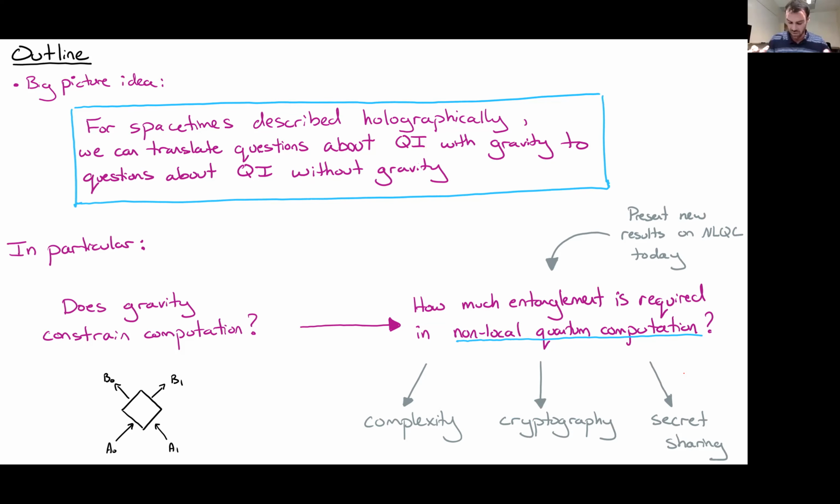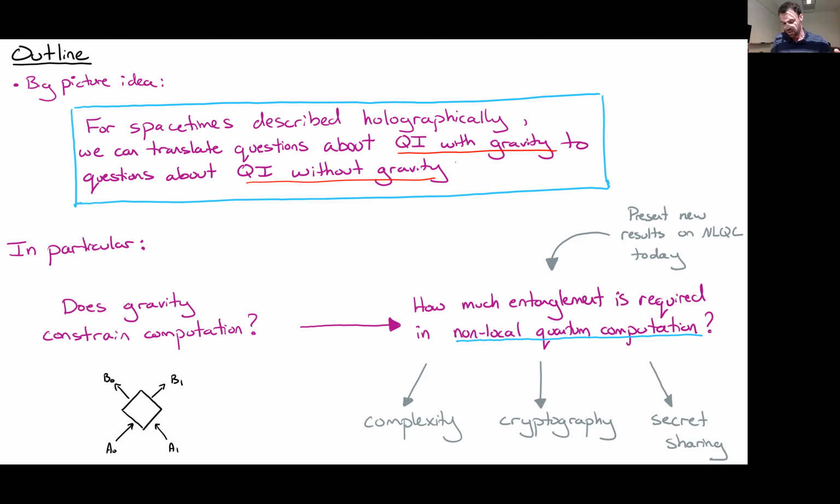Okay. So one of the big picture ideas that I'll try to emphasize today, and that I hope you'll take away from this talk, is that at least when we think about quantum information processing in the context of holographic spacetimes, we'll be able to translate questions about quantum information with gravity into other questions about quantum information without gravity, just by using the AdS/CFT correspondence. And I'll explain how you can do that sort of translation.